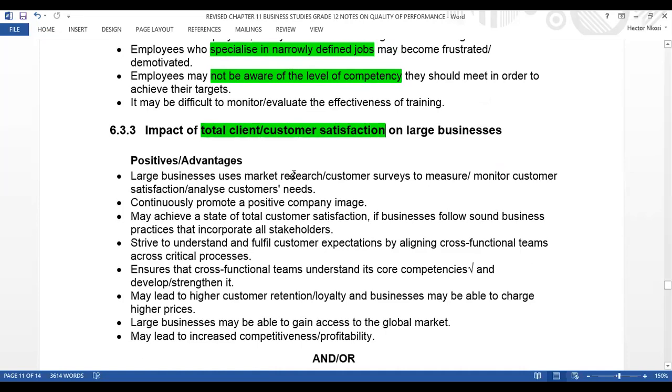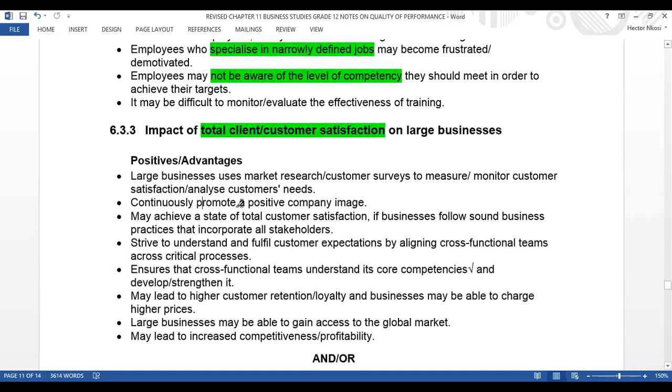We know that large businesses use market research or customer surveys to measure or monitor customer satisfaction or analyze customers' needs. And remember, guys, another good thing about customer satisfaction is that if we are really satisfying our customers, we are also promoting a good image for our business. As you see, bullet number 2 says, continuously promote a positive company image.